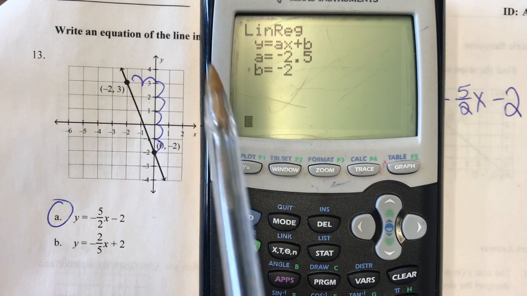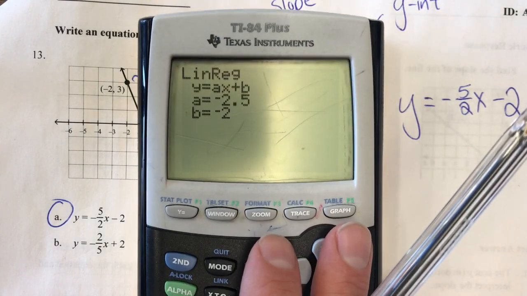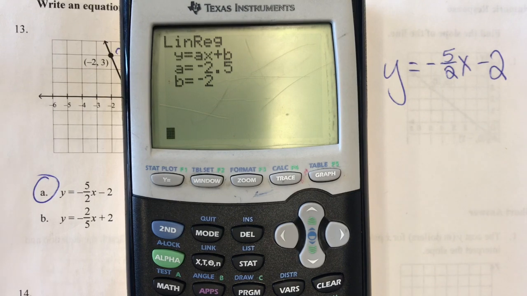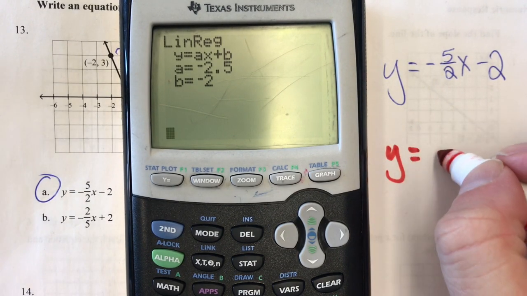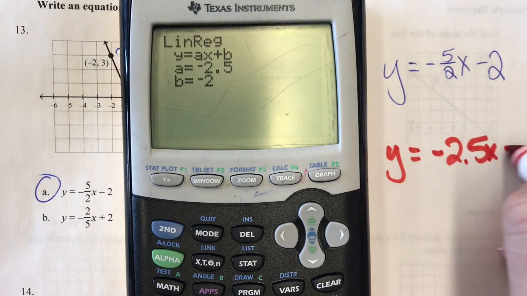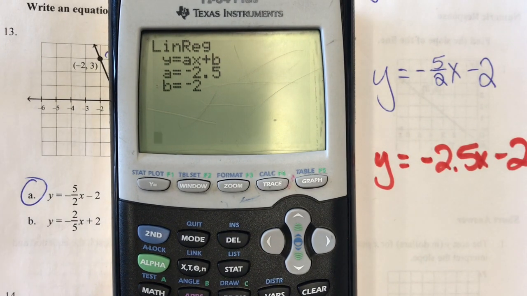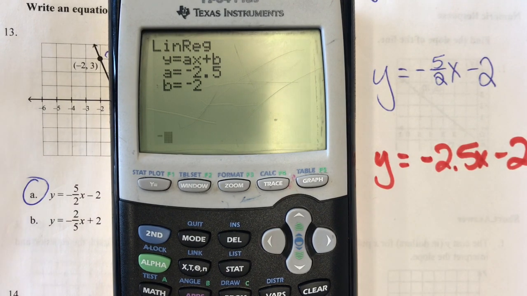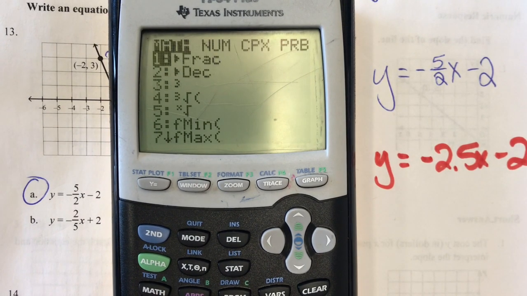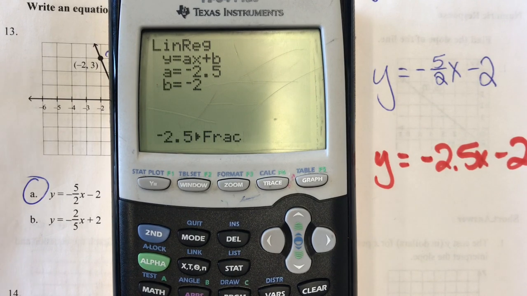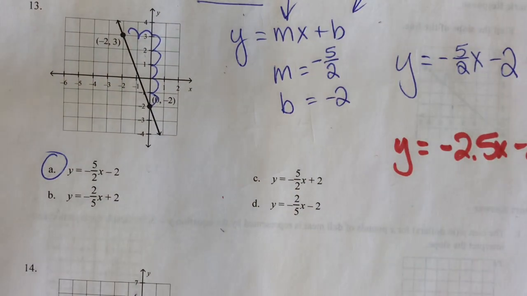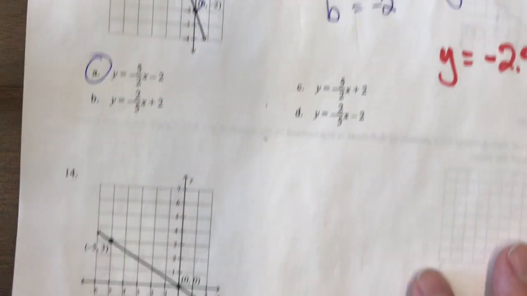And so that gives me y equals ax plus b, or y equals, so let me write it out in a different color so you can see it. Y equals negative 2.5x minus 2. So close to the same exact thing. If I want to turn negative 2.5 into a fraction, I'll type that out, negative 2.5 math frac, hit enter, and there's my negative 5 over 2. So that ends up becoming just that. If you don't have a calculator, it's faster, but I just want to show you both ways.